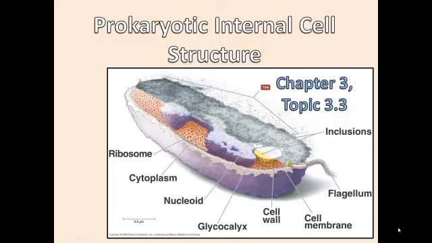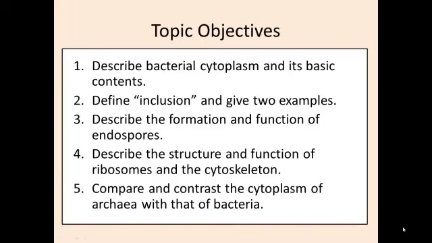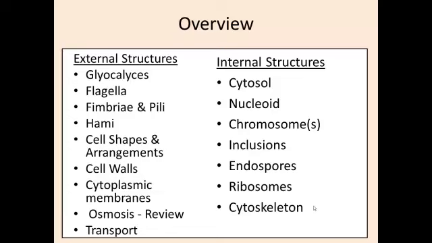Chapter 3, Topic 3.3, Prokaryotic Internal Cell Structure. The topic objectives for this topic are to describe bacterial cytoplasm and its basic contents, define inclusion and give two examples, describe the formation and function of endospores, describe the structure and function of ribosomes and the cytoskeleton, and compare and contrast the cytoplasm of archaea with that of bacteria.